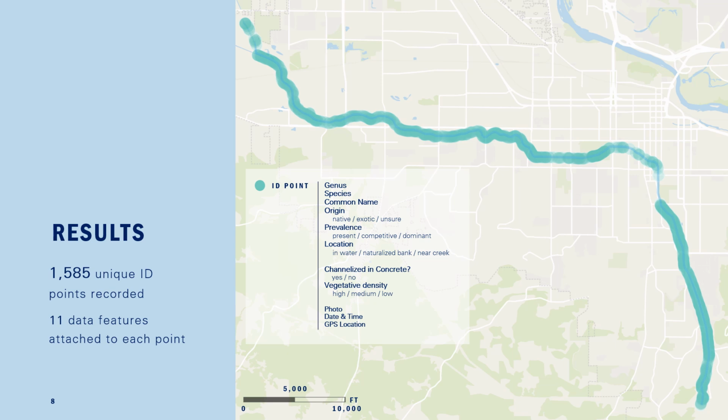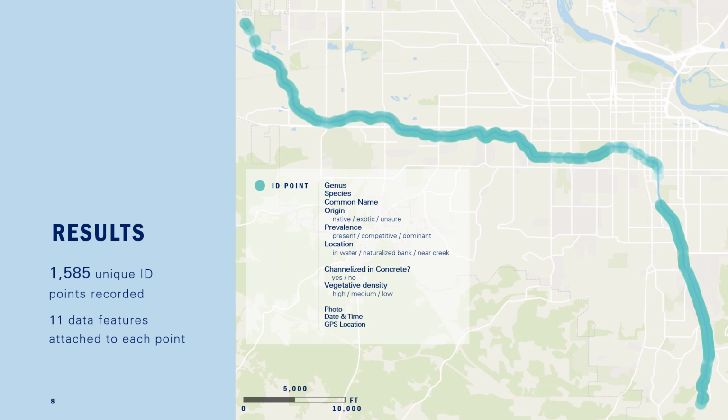Here's a very broad look at the results that I got. So I collected 1,585 unique ID points, and each point had 11 data features attached to it. Those features were genus, species, common name, the origin, so was it native, exotic, or was I unsure? The prevalence of that species in the point that I was collecting, so was it just present, was it competitive, or visibly dominant? The location, was it in the water, on a naturalized bank, or just near the creek?